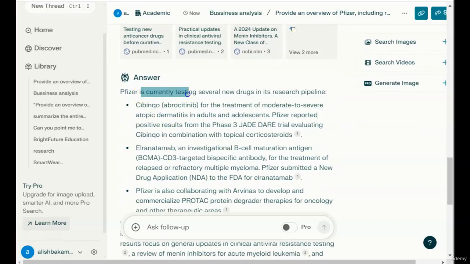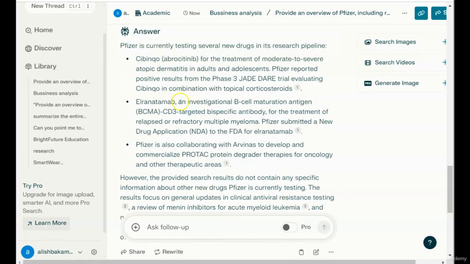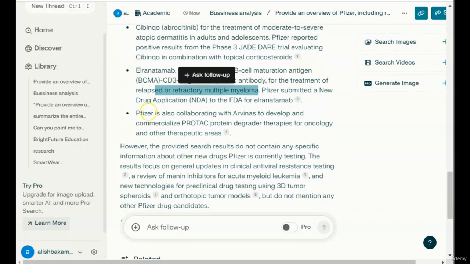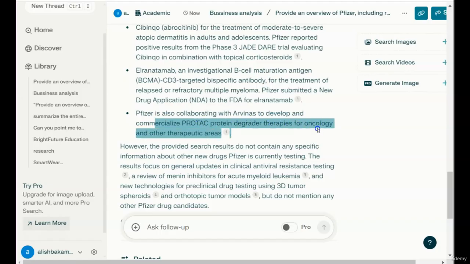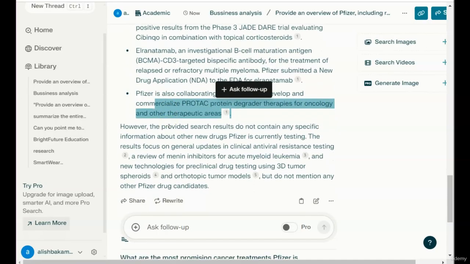Let's see, it says Pfizer is currently testing several new drugs in the research pipeline. First is Cibinqo for the treatment of moderate to severe atopic dermatitis in adults and adolescents. And then it talks about an investigational B-cell maturation antigen targeted bispecific antibody for the treatment of relapsed or refractory multiple myeloma. And then Pfizer is also collaborating with Arvinas to develop and commercialize PROTAC protein degrader therapies for oncology and other therapeutic areas.